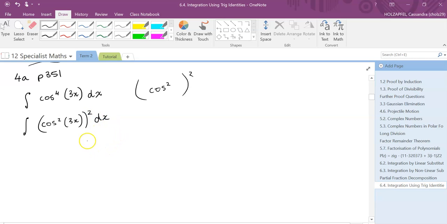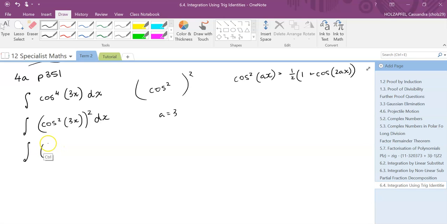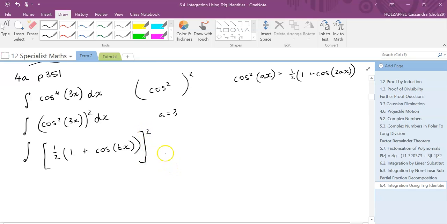And so now what we can do is use that same value as before. So if we have cos squared ax, that's going to be equal to 1/2 times by 1 plus cos 2ax. Okay, so in this case, our a is equal to 3, so we're going to have to double that when we replace this. So this is going to be the integral of, maybe I should do some funny brackets, 1/2 times by 1 plus cos, double this value in here, cos 6x, and then we're going to square that, and then integrate with respect to x.